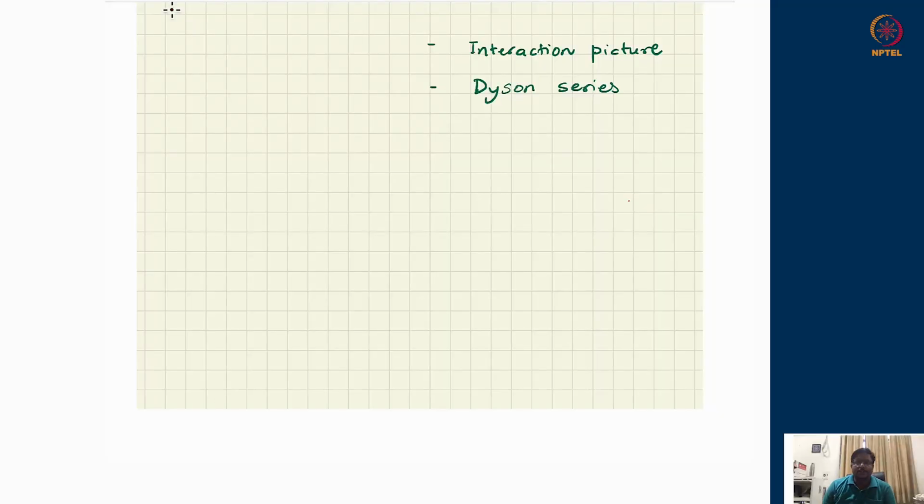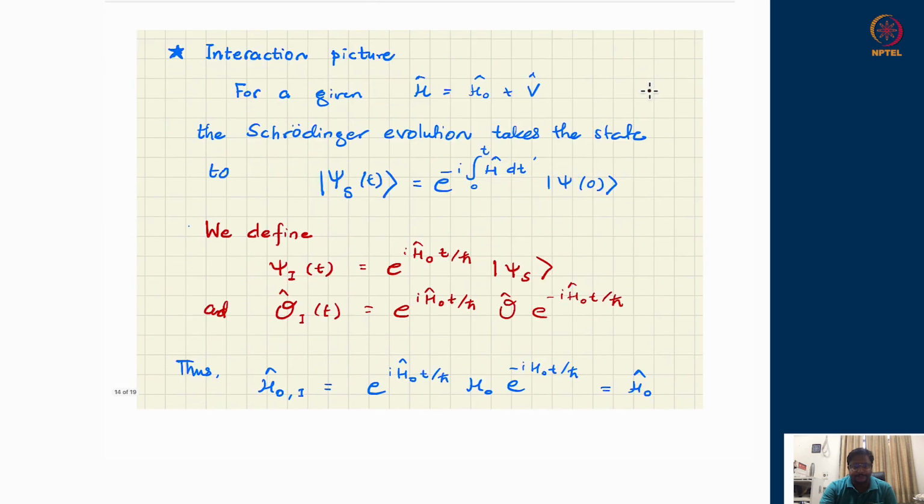So continuing the discussion in time-dependent perturbation theory, today we will discuss the concept of the interaction picture, which will be very handy when we discuss matter-field interaction in the later segment of this course, and the Dyson series expansion, which is also one way of neatly writing the time-dependent perturbation theory, and it is more useful in dealing with systems like quantum fields. So let us start building up.